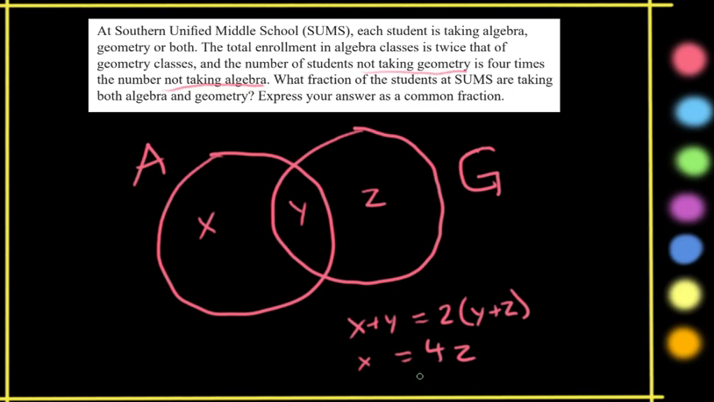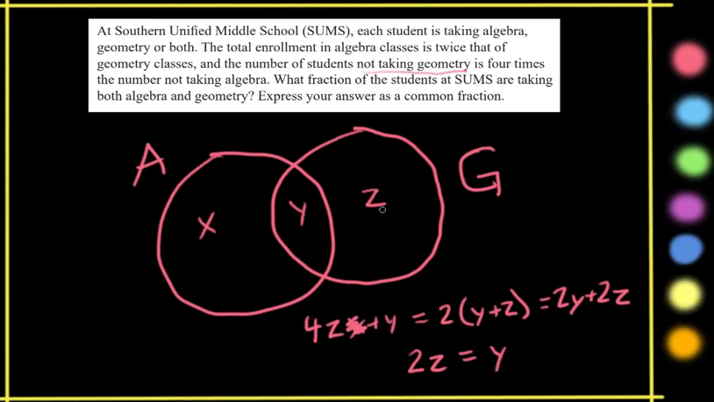Okay, so we can plug in 4z for x in this expression up here. Let's just do that. Then we don't need that equation anymore, I think. So this x is now 4z. And now we have 4z plus y equals 2y plus 2z. So this is equal to 2y plus 2z. All right, so we can subtract 2z and y from each side. So that's going to give me 2z is equal to y.